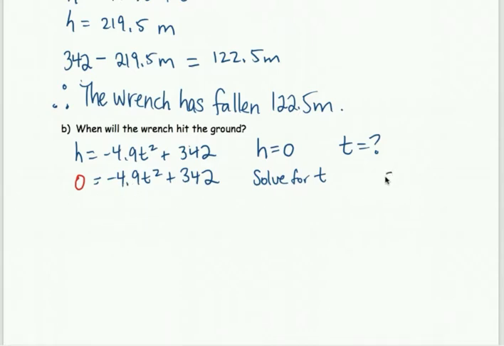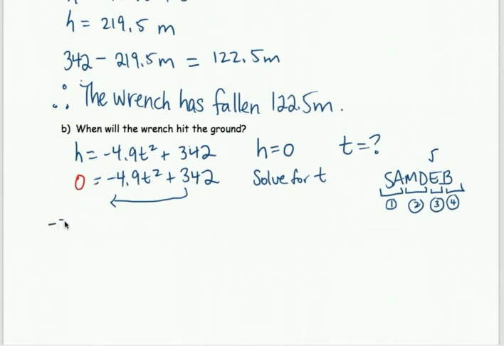But remember, follow SAMDEB. We look for anything adding and subtracting first, then move anything multiplied and divided next, then do the exponents, or you can think of it as the square roots as well, and then the brackets. Looking at t here, the things stuck to t are the negative 4.9, the exponent 2, and the 342. The first one we're going to move is the number that's added or subtracted, so that's 342. Let's boot it over here. Right now it's plus 342, so it becomes negative 342 on that side.